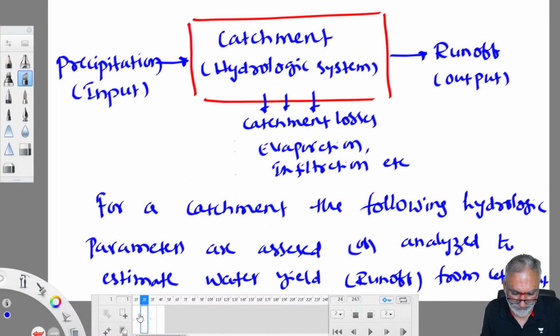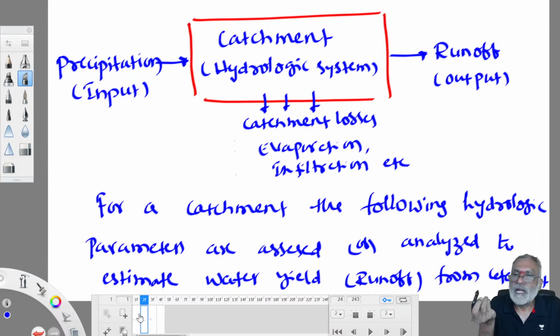Clear now? For this purpose, we treat the catchment as a hydrologic system. A system receives certain inputs and produces certain outputs. So this catchment receives input in the form of precipitation and produces output in the form of runoff.